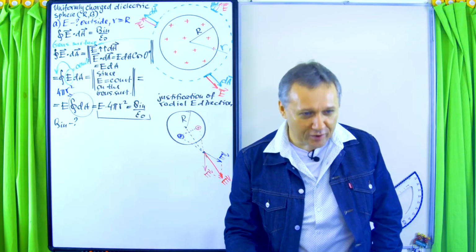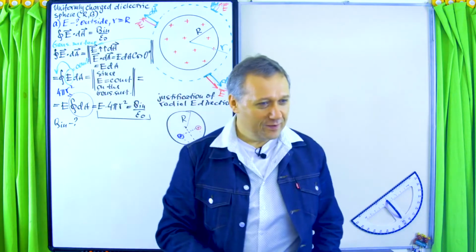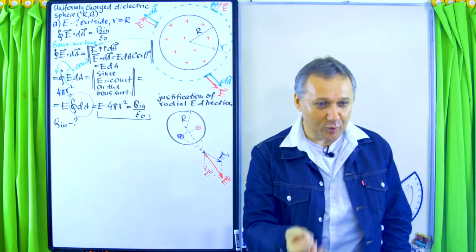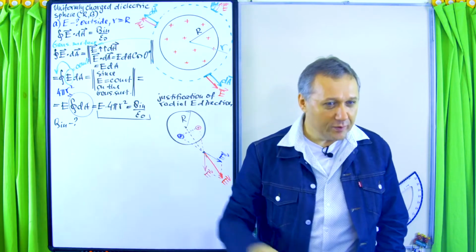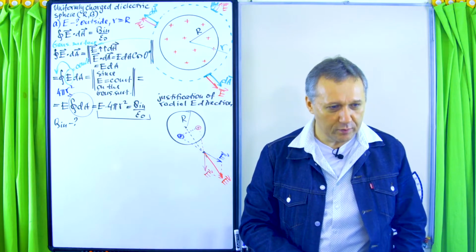Do we know the total charge inside of that charge sphere? Yeah, it's given. It's Q. And it's all within the Gaussian surface. So Q enclosed is the total charge Q. In this case, it's trivial. So Q enclosed, in this case, is Q.